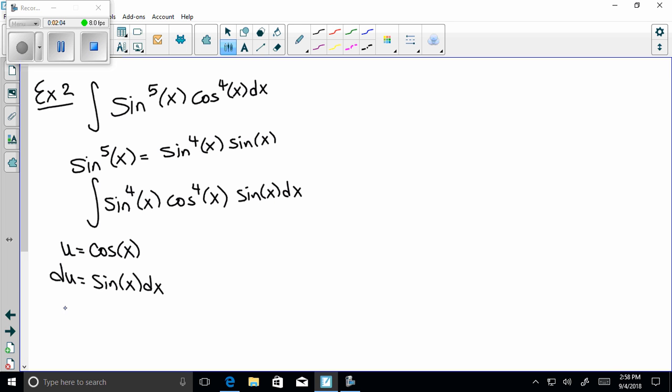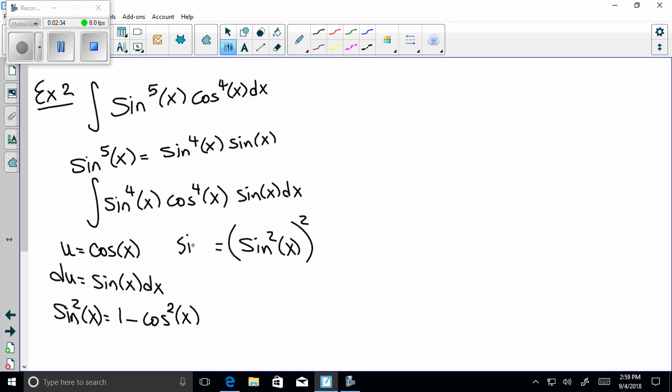What identity am I going to use? Sine squared x is 1 minus cosine squared x. But here, I don't have sine squared x. I have sine to the power 4. So I take my sine squared x and square it. Because when you square it, you get sine to the power 4x. Because look over here, what do I need to put in here? Sine to the power 4x, right? Right there. So that's sine squared x squared. Is that clear? Yeah? Okay. So this is going to be 1 minus cosine squared x, then all squared.